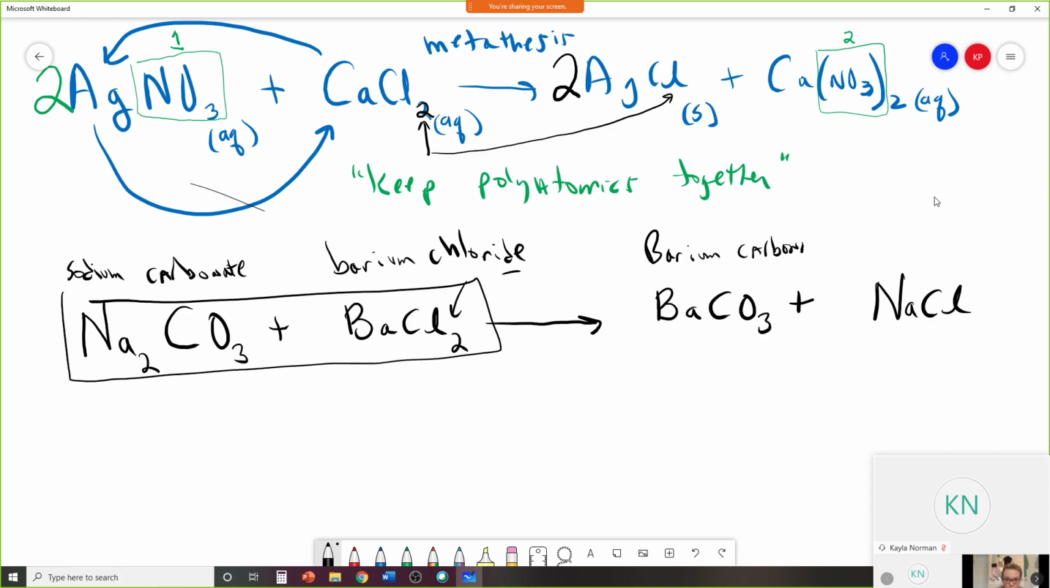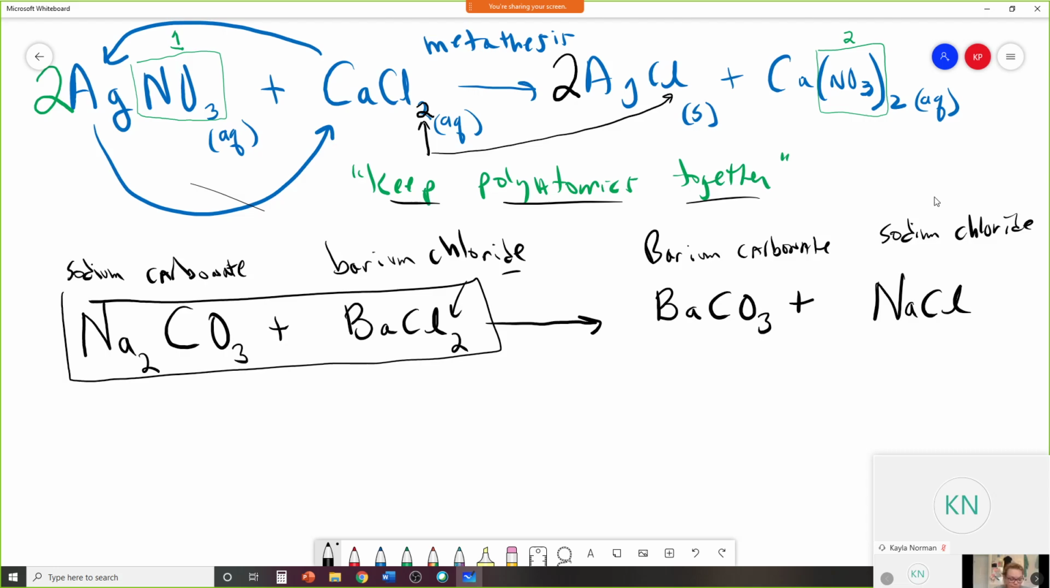carbonate. Remember when I said don't bust apart your polyatomics, keep them together, right? And so sure enough, it is together. And this is sodium chloride on the right hand side. Okay, so always keep in mind you need to be able to name them. All right, now it's not part of balancing, naming it, but naming is important.